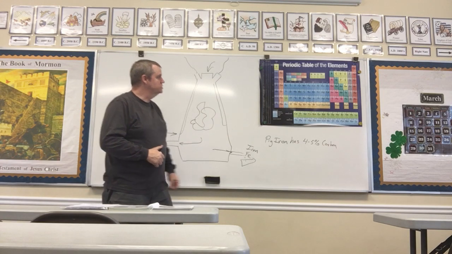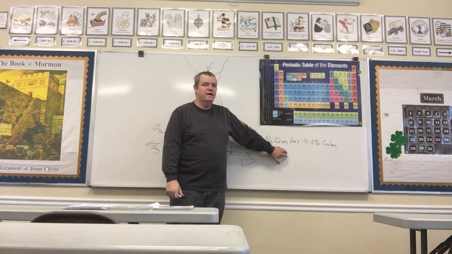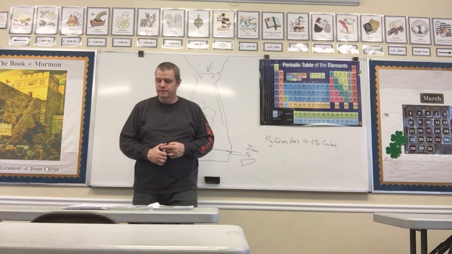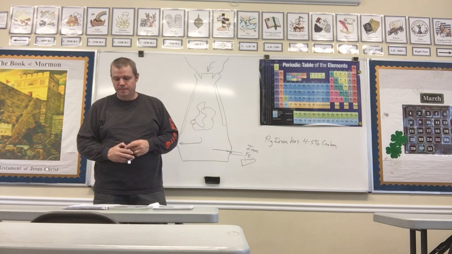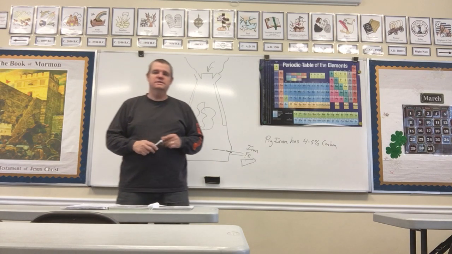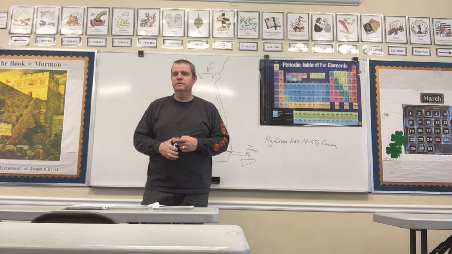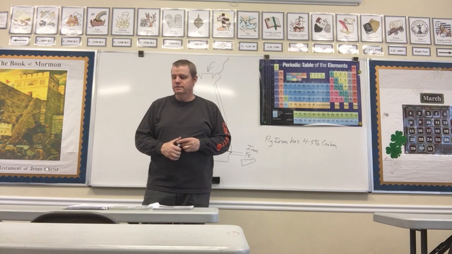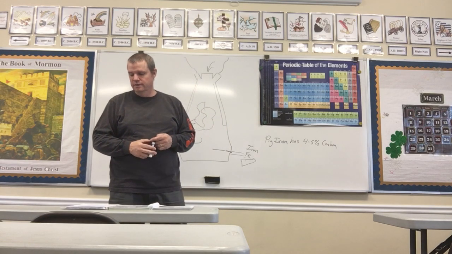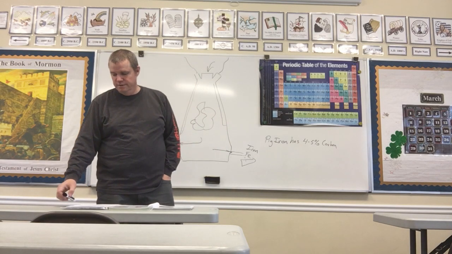So the most used form of iron that we have in the United States is steel. And there are many different types of steel. Carbon steel is the most popular use for steel. 90% of all steel is carbon steel.